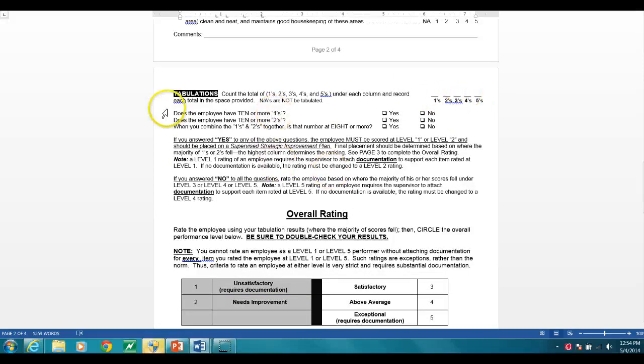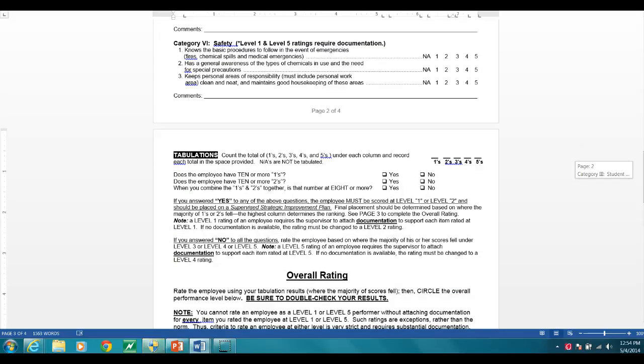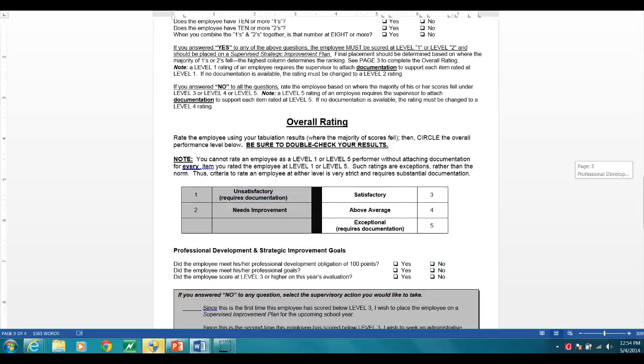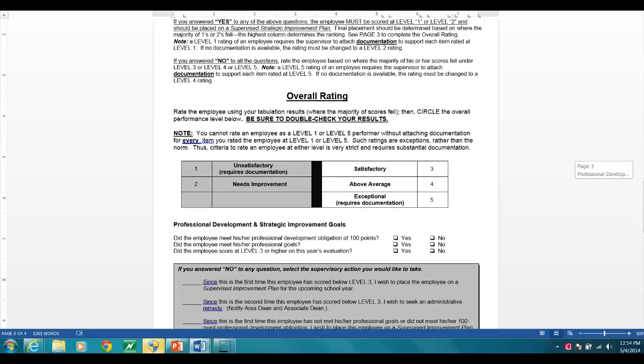Then they'll ask questions. The form will ask, does the employee have more than a certain number of ones? And again, every form is different. But this form gives the employee up to 10 ones or twos, or a combination of the two. Notice this, is that number at 8 or more? If the employee has more than 8, then they actually will be on an improvement plan. So you can see that it would take quite a lot of ones and twos to actually move you up to that particular ranking in terms of needs improvement.